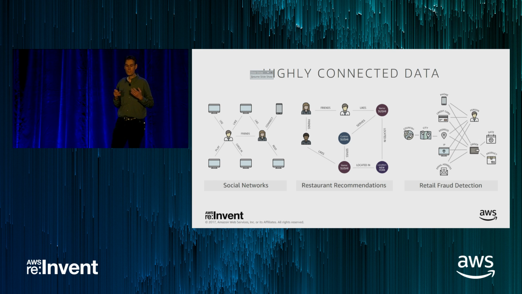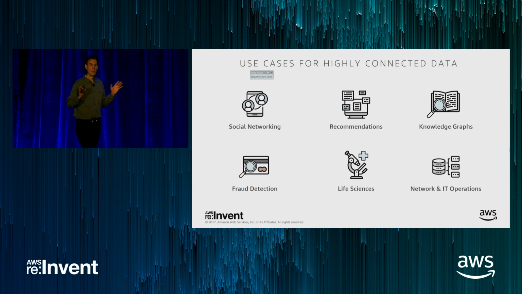And so you see things like social networks, recommendation engines, fraud. They're all examples of applications that are using highly connected data. There's a breadth of things that do that. Social networking we talked about. Knowledge graphs are a way you can use a graph technique to model information to improve information retrieval.